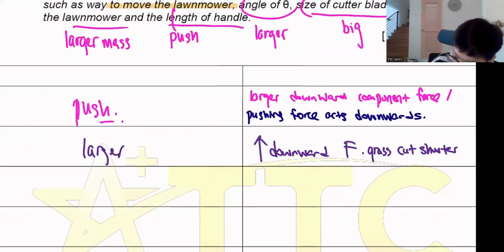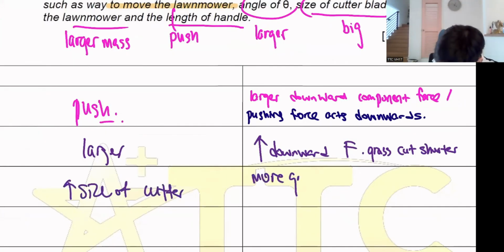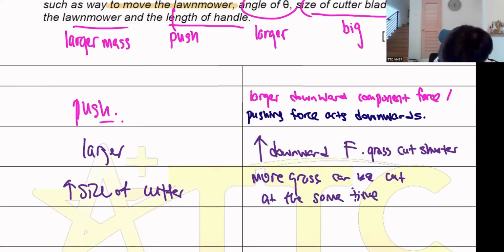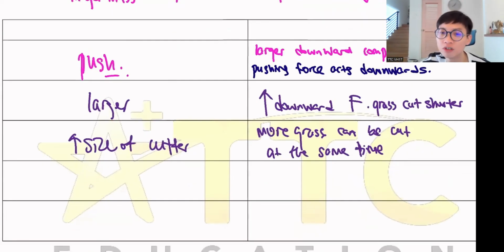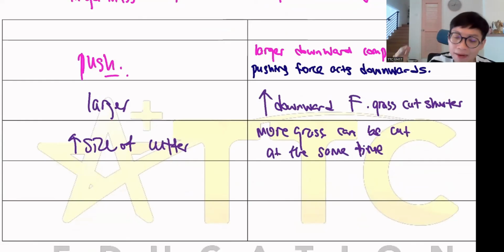Then after that, why do you want larger size of cutter blade? Because more grass can be cut at the same time. For example, if you have a bigger mouth, you can eat more with a bigger spoon at the same time. Or you can also say reduce time to cut.